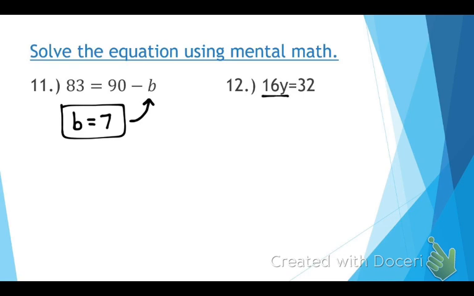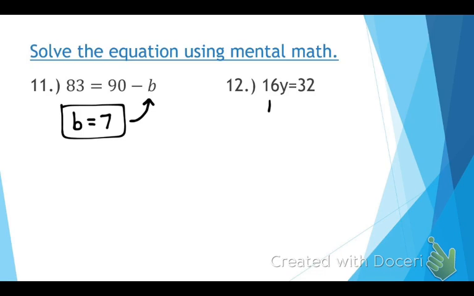16y equals 32. Remind me again, what does it mean when a number is right next to a variable? Multiply, okay? So this says 16 times what number equals 32? There's a way to get this mentally. What's the opposite of multiply? Divide. So what you're going to do is divide both sides by 16.